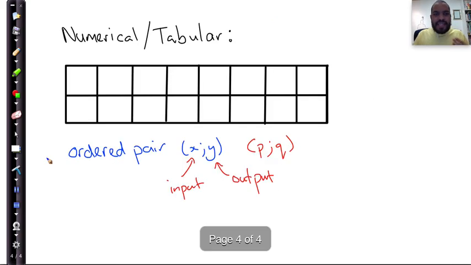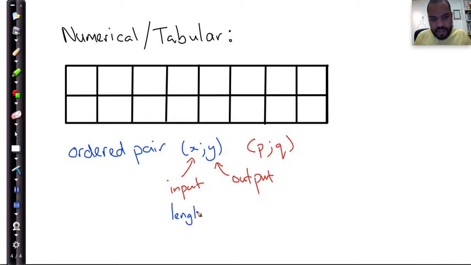So in this case, let's talk about this. We are going to look at an ordered pair where this represents the length for the example that I'm using, the comparison that I'm using. This is the length of a side. And this output over here will be the perimeter of that square based on that length of the side.